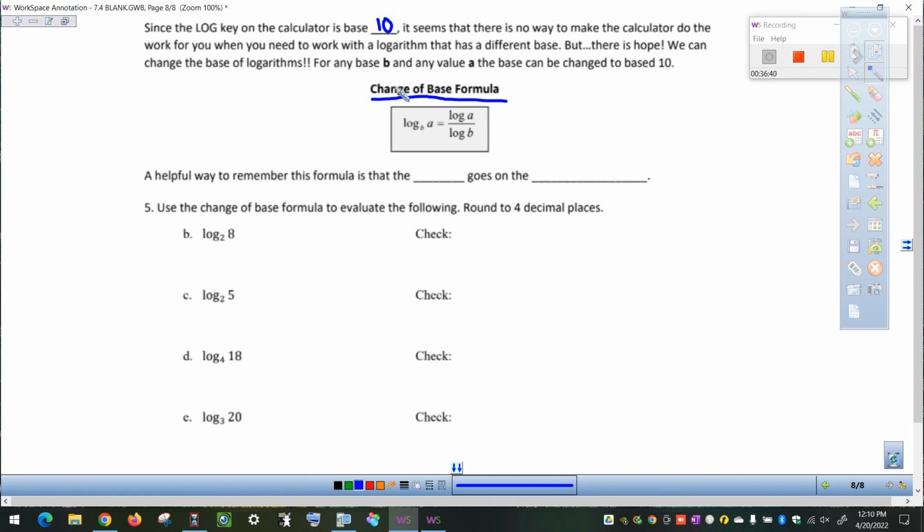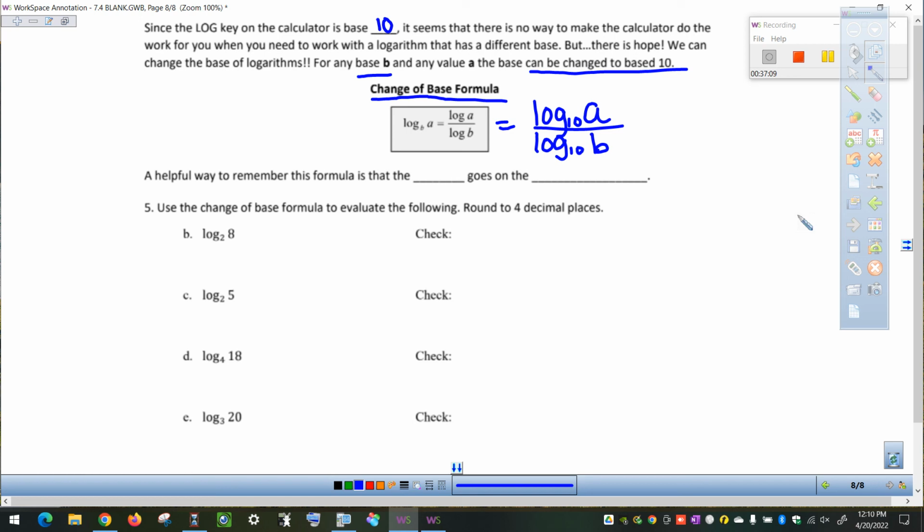And how the formula works for any base, the base can be changed to base 10 through a simple formula. So you'll notice here in the box, it's telling us that log base b of a is equal to log a divided by log b. Notice how on the part I just read, the base wasn't shown to us, so it's implying that it's actually base 10. And if we can turn it into something that involves base 10, well then we can use our calculator log key.